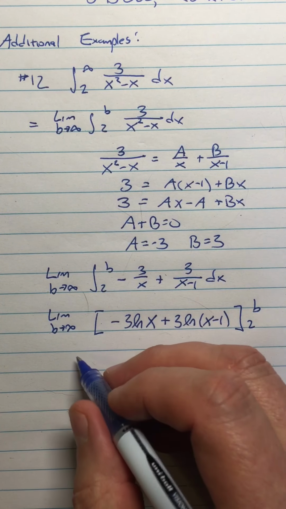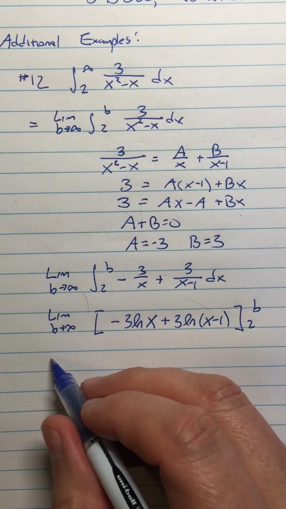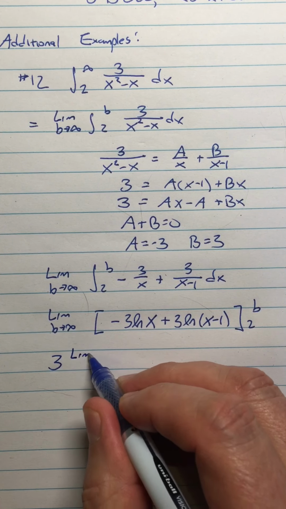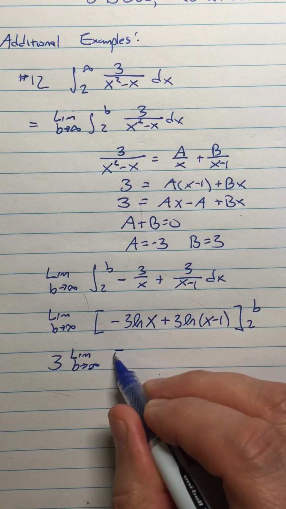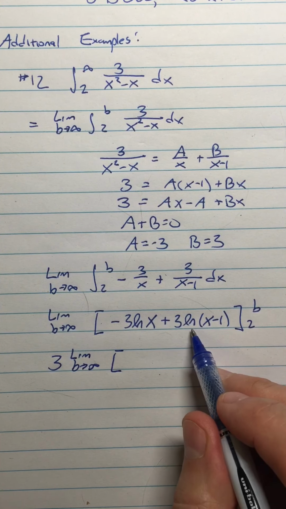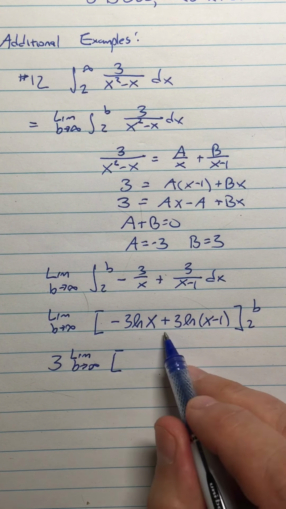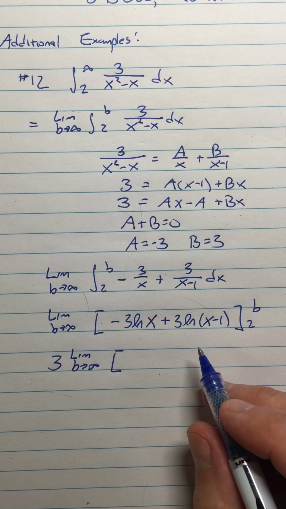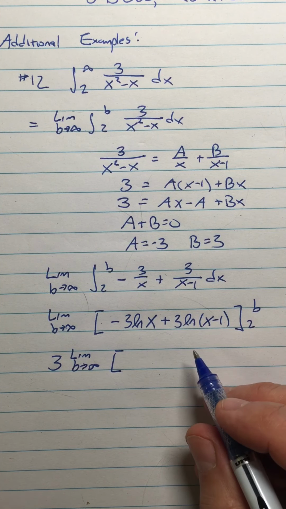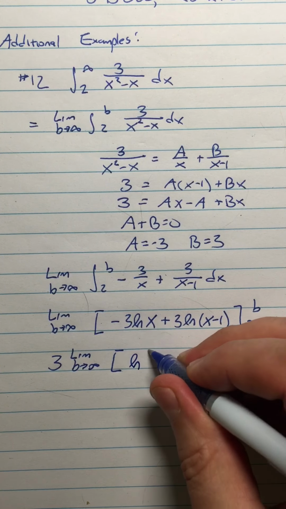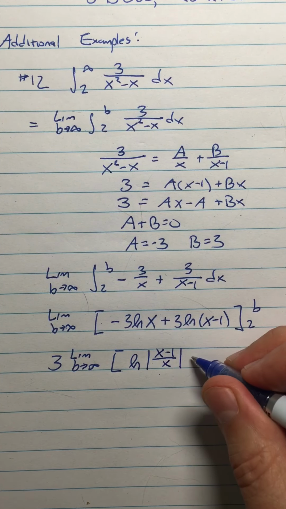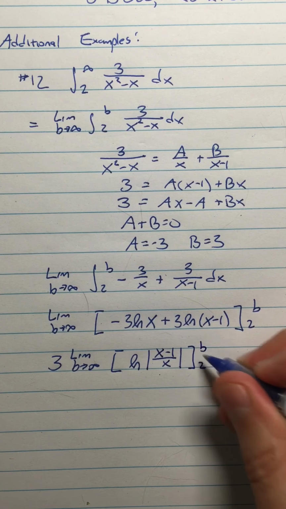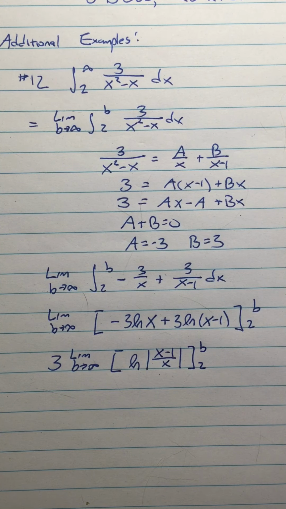That's kind of what you have to do. So I'm also going to factor out the 3 at the same time, just to make it a little clearer. Limit as b approaches infinity. And then the next thing I'm going to do is say this is ln of x minus 1 minus ln of x. So I can write that as the quotient ln of (x minus 1) over x. Now, for some reason, I threw the absolute value back in there. I don't know why I did that. And that's from 2 to b.